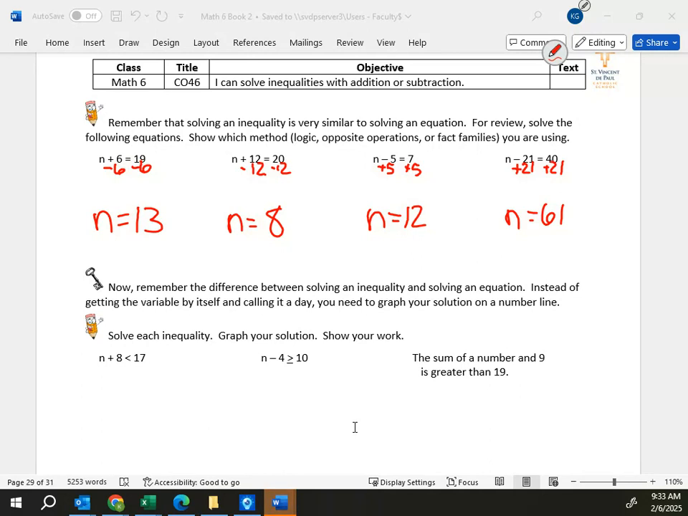So we need to remember what we learned in the last unit because we are using it again. But now we're going to be using it with inequalities. But we're going to solve it the same way. Just instead of putting an equal sign, we're going to put the inequality sign. So let's see what that looks like.